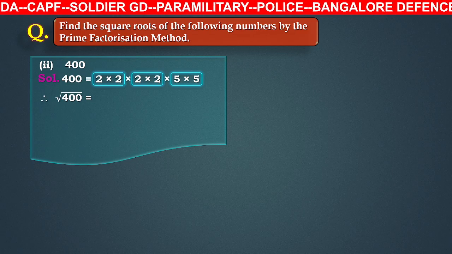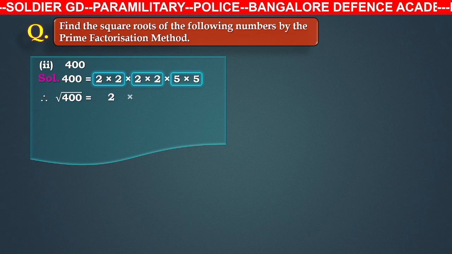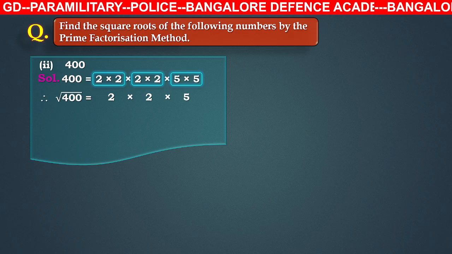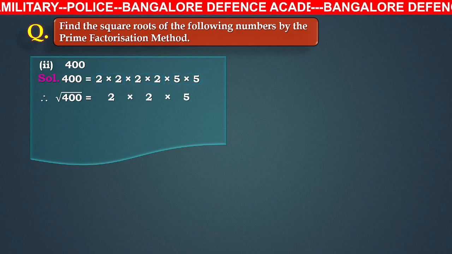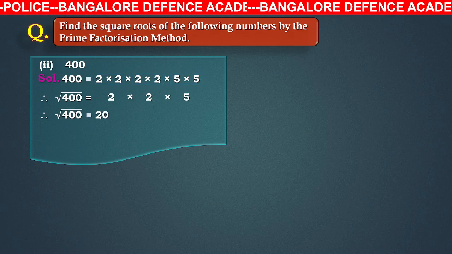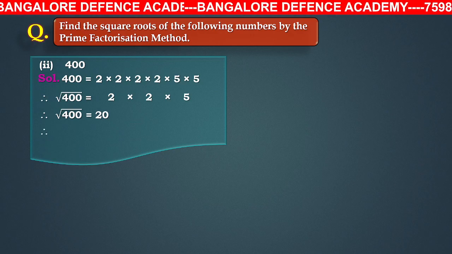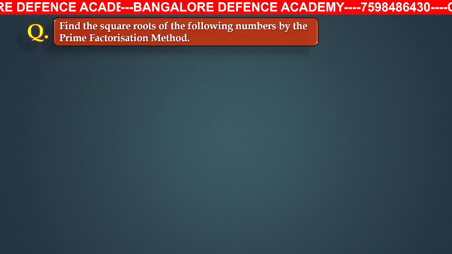From each pair I'm going to take one number. So this is 2, this is 2, and this is 5. Now I'll multiply 2 into 2 into 5, that is 20. The square root of 400 is 20. This is called the factorization method.